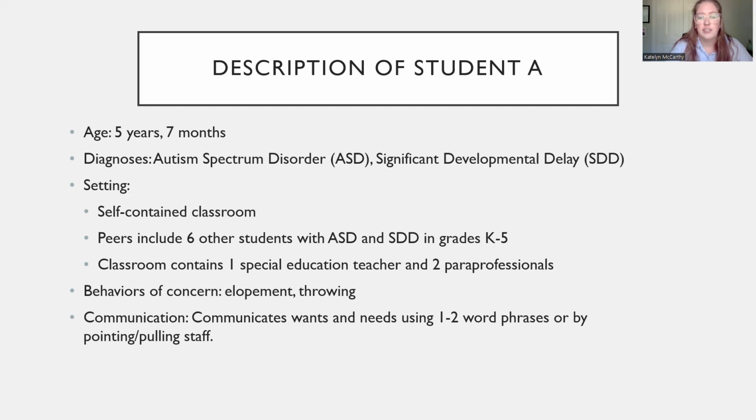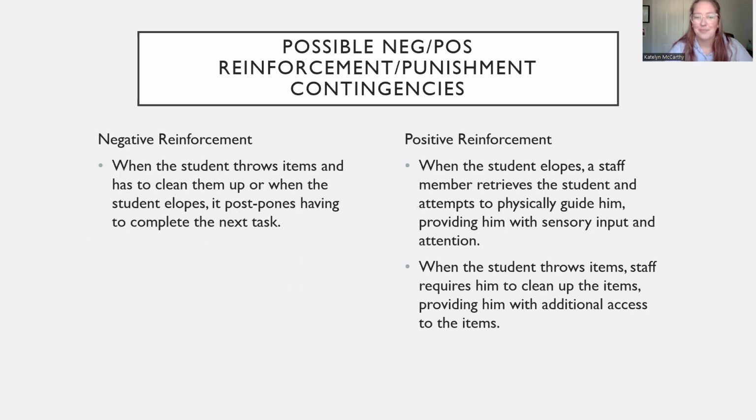His communication: he generally communicates his wants and needs using 1 or 2 word phrases, or he'll pull staff and point to what he wants. But he is able to ask for help verbally and say some reinforcers that he wants. He can also say no, thank you, in addition to throwing to communicate that.